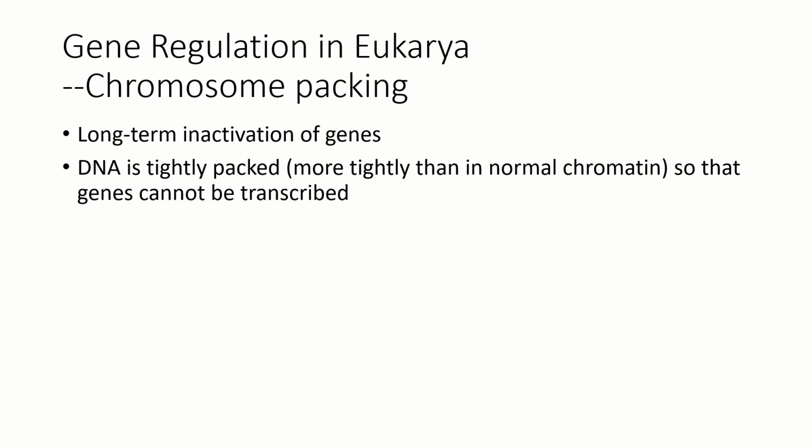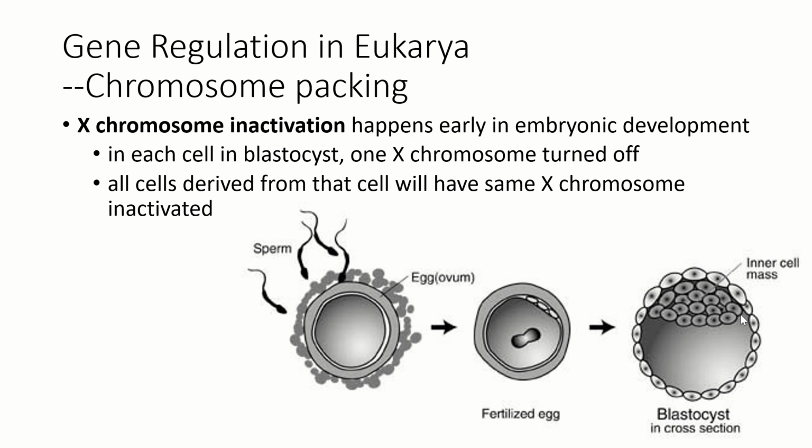So a cell in, say, your stomach needs to make hydrochloric acid, but it does not need to make insulin. Cells in your pancreas need to make insulin, but they don't need to make hydrochloric acid. So both of those cells are going to pack away and inactivate whole genes and sometimes whole chromosomes. And when a chromosome is packed away, it's basically coiled up more tightly than it normally would be in the chromatin.